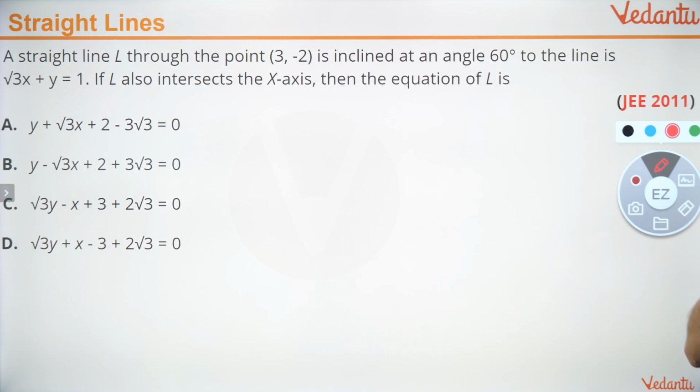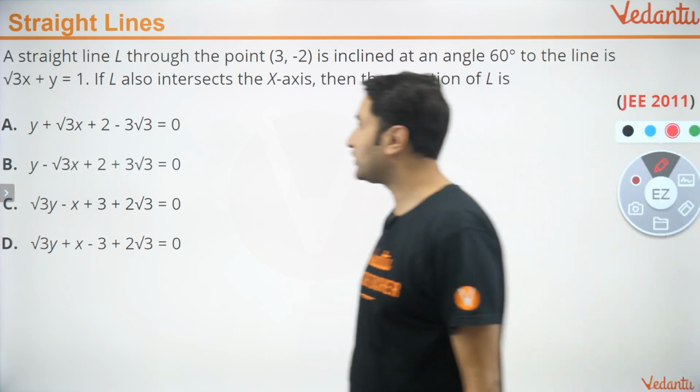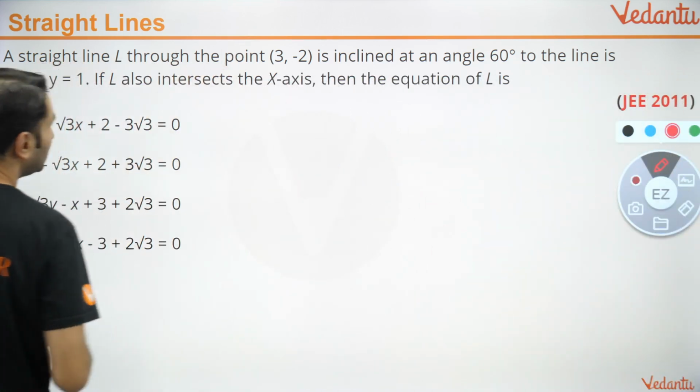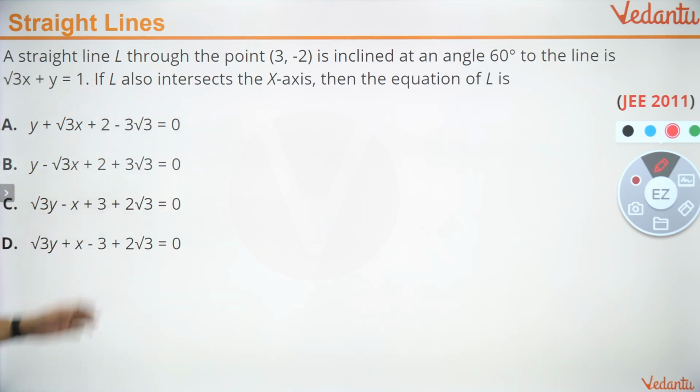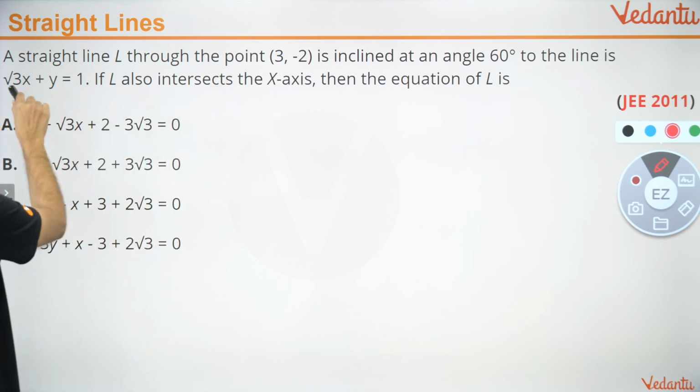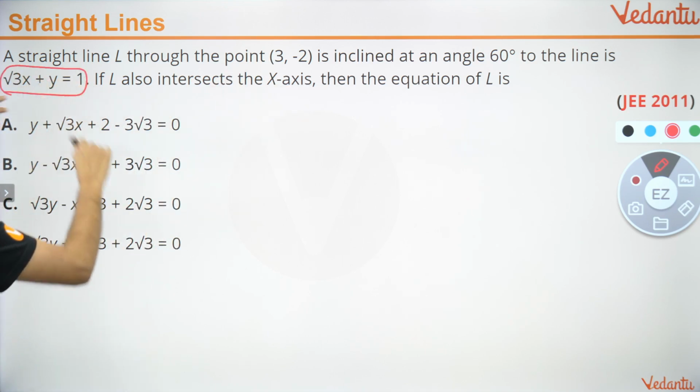हाँ, देखो क्या करें, पहले प्रॉब्लम को लेट्स ट्राई टू विजुअलाइज द प्रॉब्लम. What it says: there is a straight line L through the point, which is inclined at an angle 60 degree to the line this. पता नहीं क्या बोल रहा है. What is it saying? To the line this. अच्छा, I can think about this line. This is a nice line.